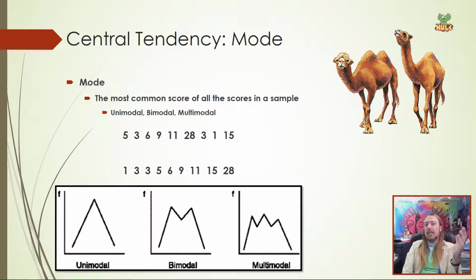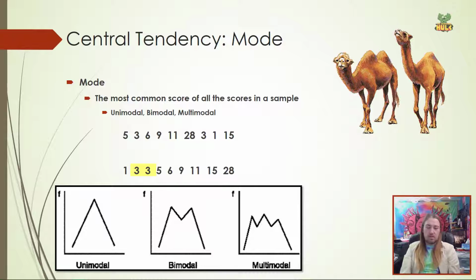Mode. Definitely the easiest of all your measures of central tendency, and it's the last of our measures of central tendency. It is simply the most common score of all the scores in a sample. So I just grabbed the same data from the first example for median, and I reorganize it again, right, so that I can see them from lowest to highest. It allows me to more easily see when a score repeats. And we see that in this particular data set, only 1 score ever repeats, and that's the 3. There are 2 of them. Every other value occurs only 1 time. So the mode for this data set would be 3.